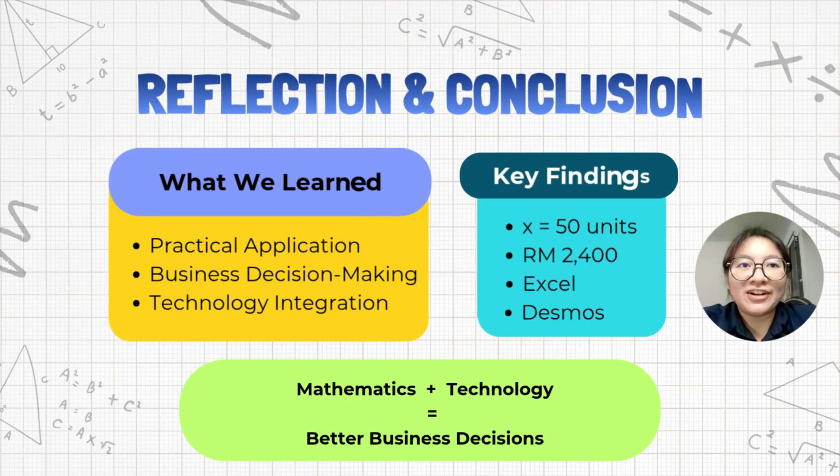Through this project, we learned that differentiation is not only a theoretical mathematical concept, but also a practical tool for business decision making. By integrating mathematics with digital tools such as Microsoft Excel and Desmos, businesses can analyze data more efficiently and identify optimal solutions. In conclusion, the maximum profit of 2,400 ringgit is achieved when 50 units are produced and sold. This project demonstrated how mathematics and technology work together to support better business decisions.